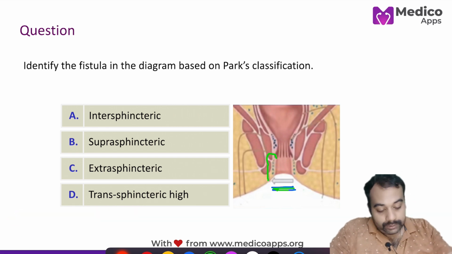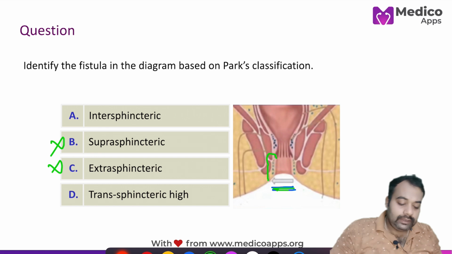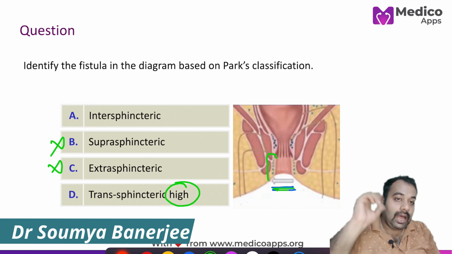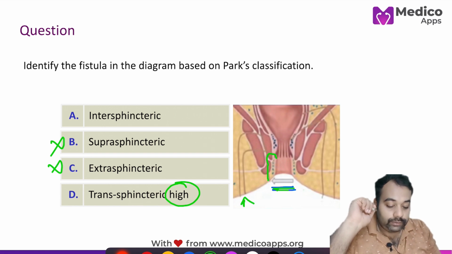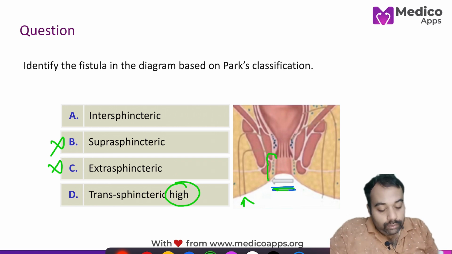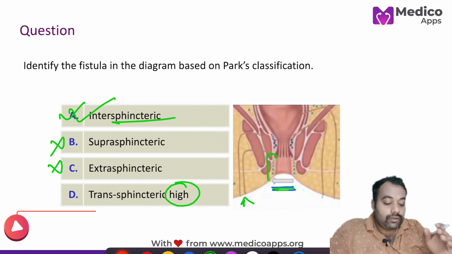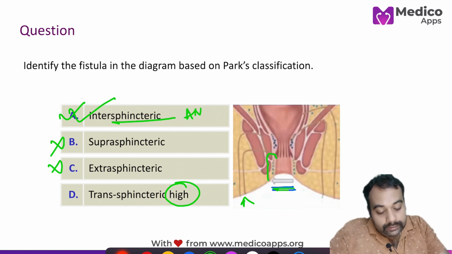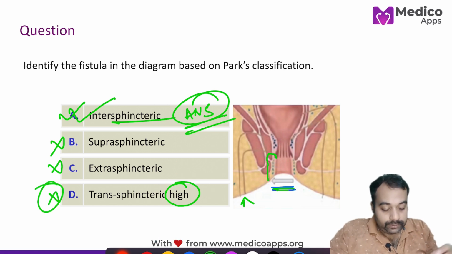Now let's try to see the options. So it's obviously not a suprasphincteric one, not an extrasphincteric one. Now in the transsphincteric, they already added one option, that is the transsphincteric high, right? In the case of transsphincteric high, this one is your transsphincteric high, not this one. So it's always safer to go for intersphincteric in that case, as your external anal sphincter is not completely traversed by the tract. So that's why I am going with this answer here. Okay, option A. That's why I'm going with this option. Okay, thank you.